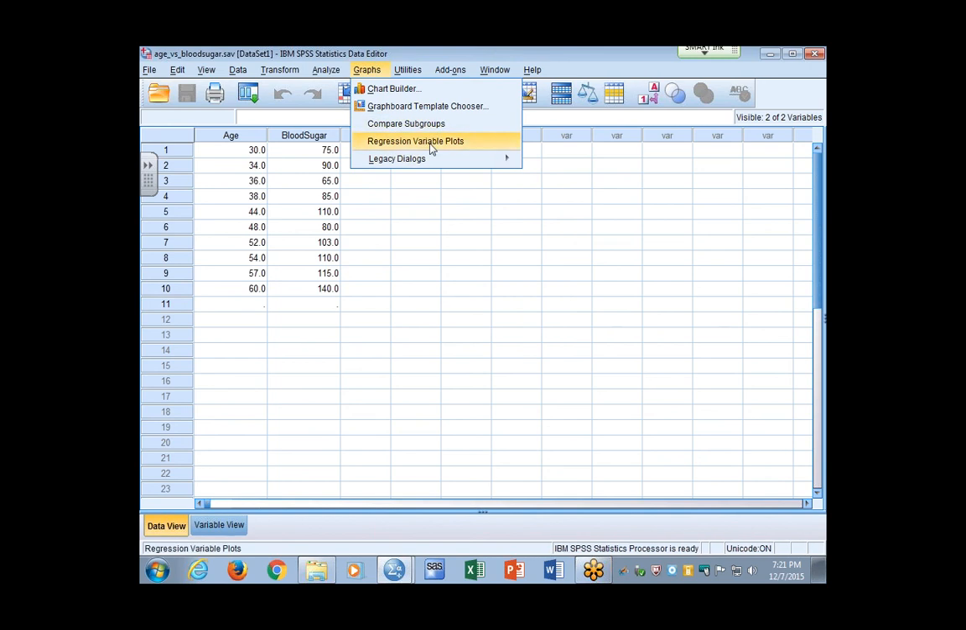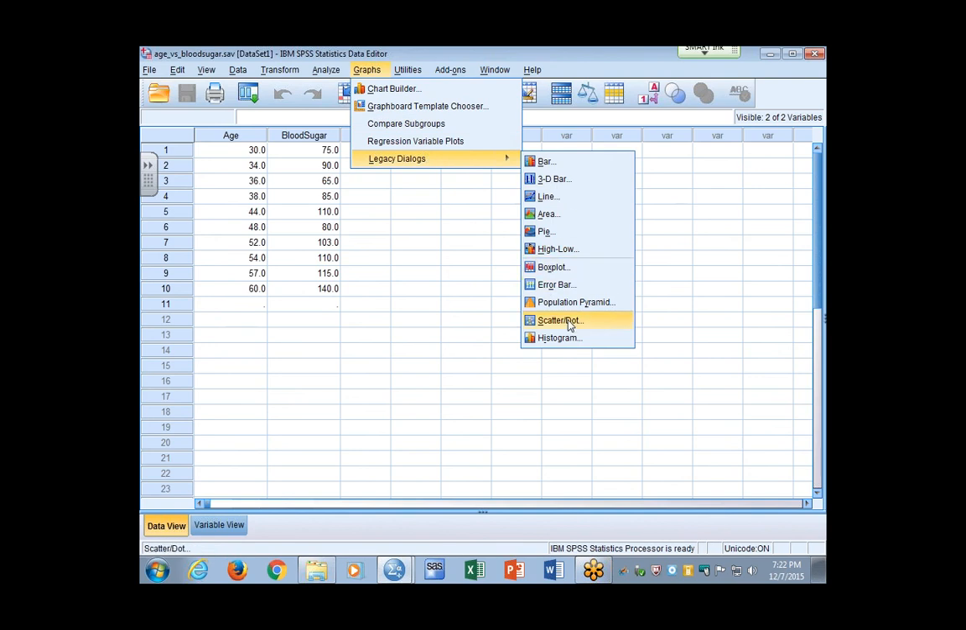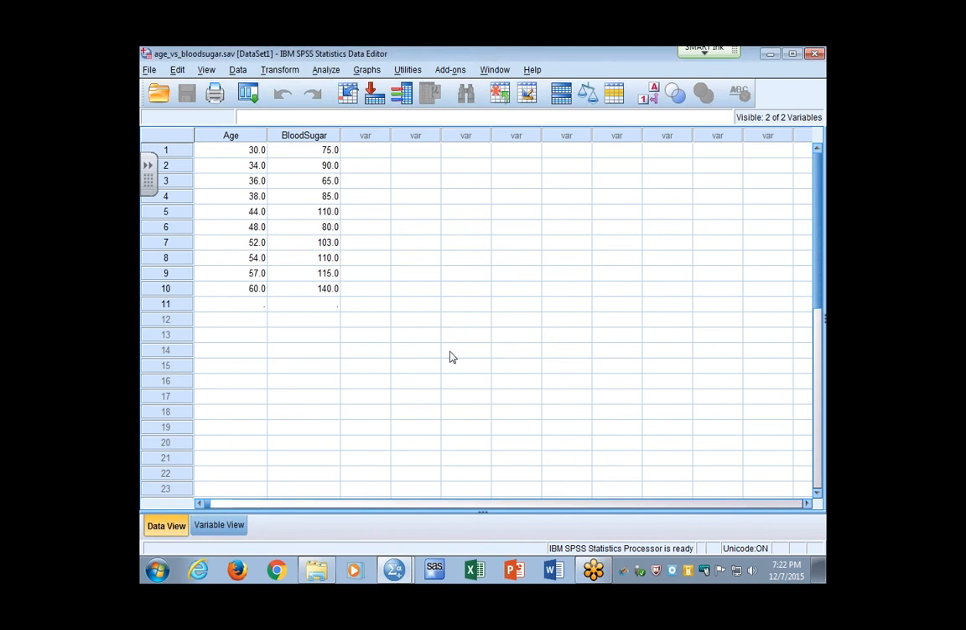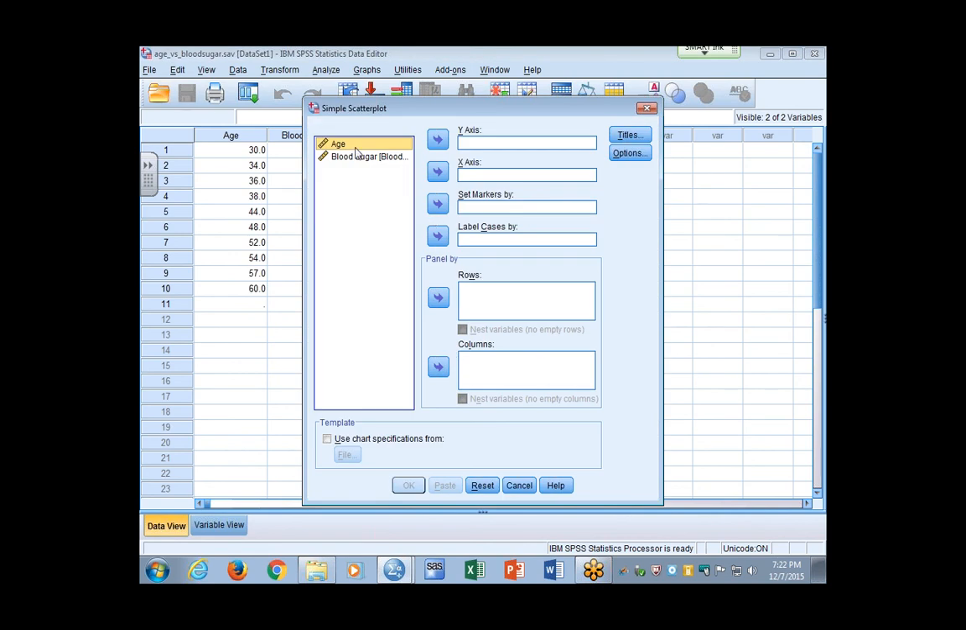There are others here. There are macros, and there are templates that you can use, and so on and so forth. It's a Chart Builder function. The simplest one is to go down to Legacy Dialogs and say I want to create a scatter dot, very similar to what you would do in Excel. A simple scatter dot, just X and Y axis. I'm going to put age, my predictor variable, in the X axis, and my dependent variable in the Y axis.